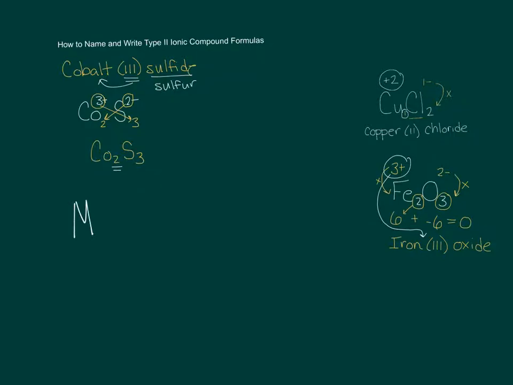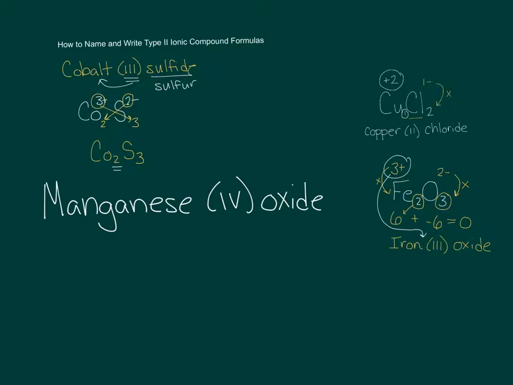Manganese(IV) oxide. Manganese can be a +2 or a +4, and I want to show you this example just to show you how sometimes these can be a little bit tricky. So manganese(IV) oxide again means we have Mn with a 4+ charge, and oxygen, as we had stated earlier in our iron example, is going to be an O with a 2- charge.